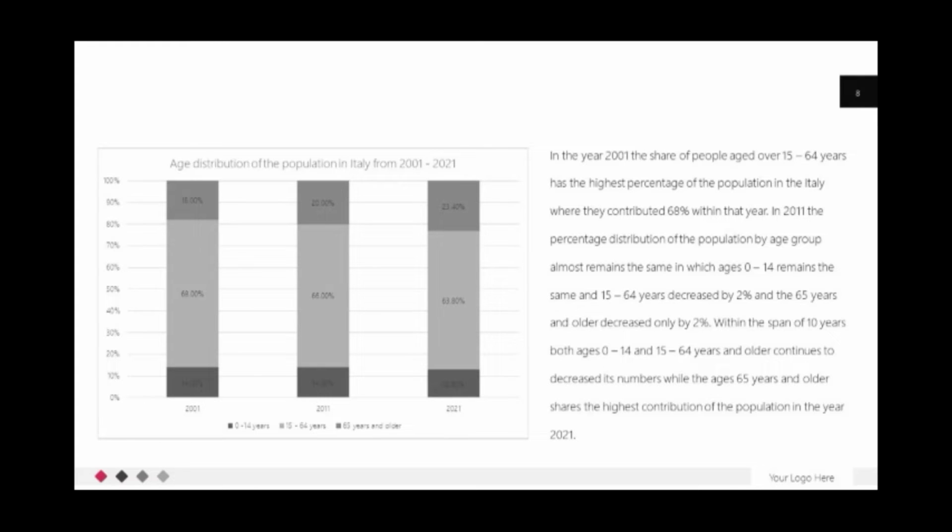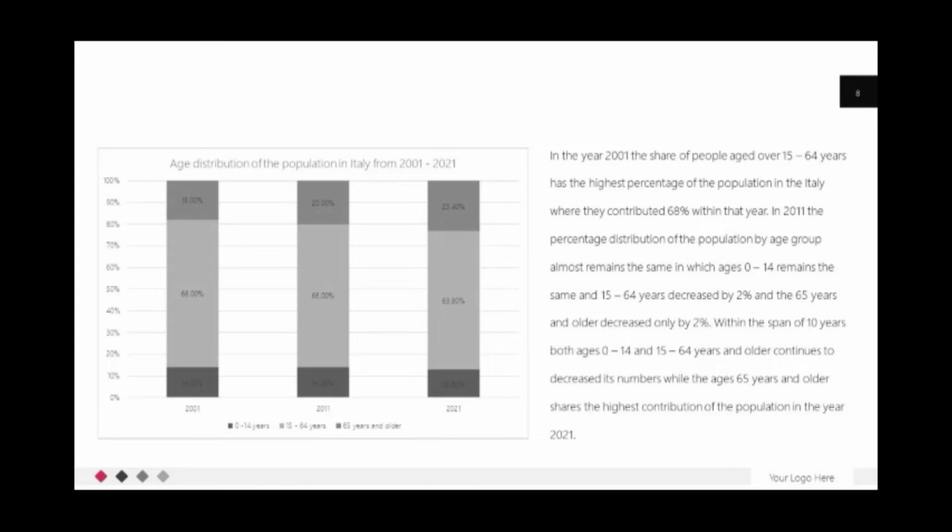Within that span of 10 years, ages 0 to 14 has been constant with their contribution in terms of the population. 15 to 64 years continues to decrease its numbers by 2.2%, and the 65 years and older increased only by 2%.